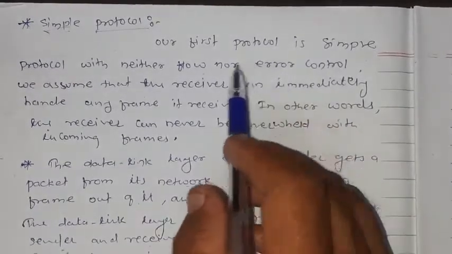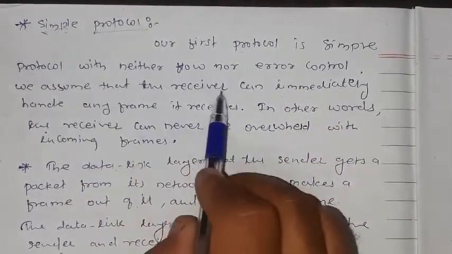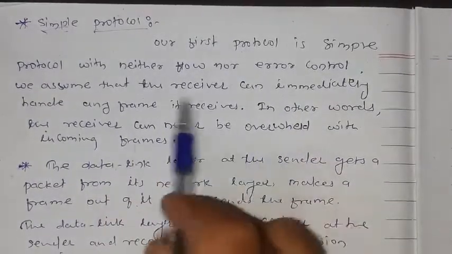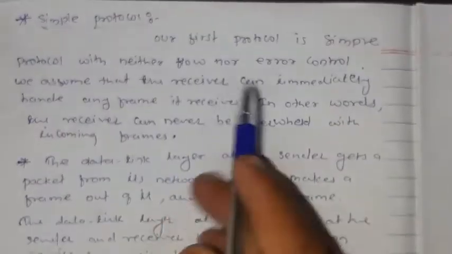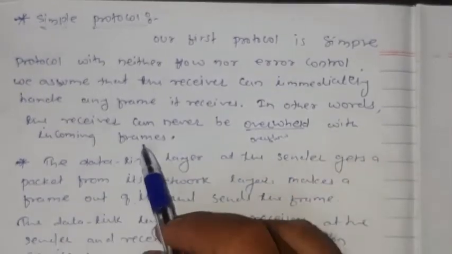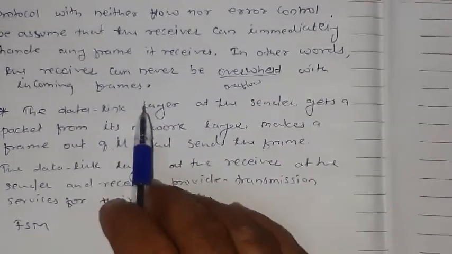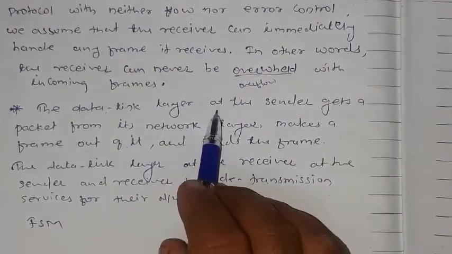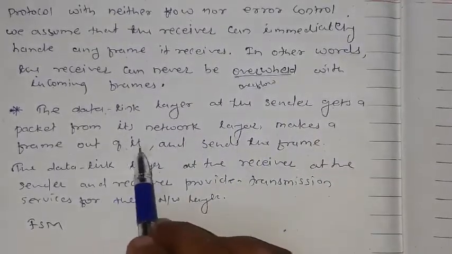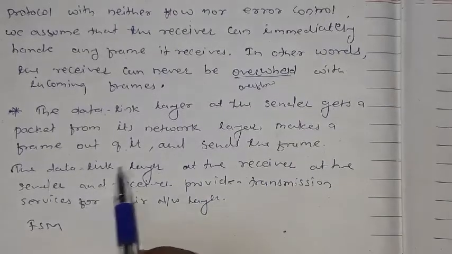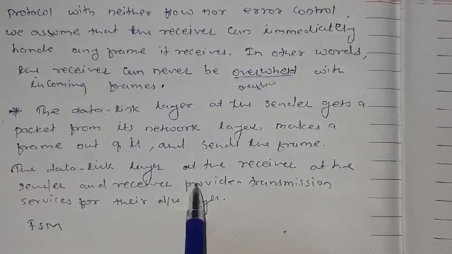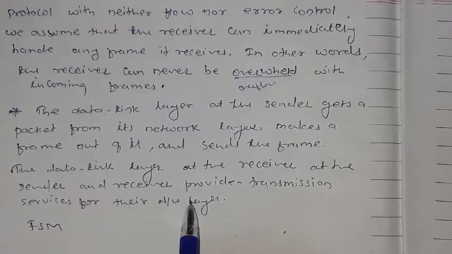So how does it become a protocol? Let's see. We assume that the receiver can immediately handle any frame it receives. In other words, the receiver can never be overwhelmed. Overwhelmed means overflowed with incoming frames. Next, the data link layer at the sender gets a packet from its network layer, makes a frame out of it and sends the frame. The data link layers at the sender and receiver provide transmission service for their network layers.